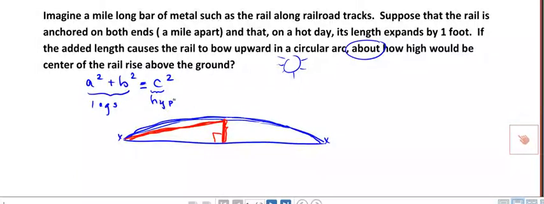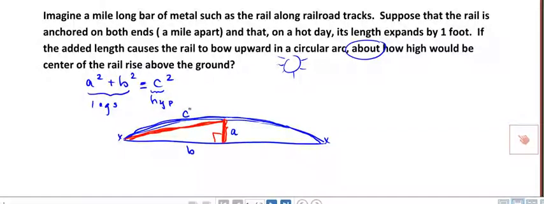All right, so in this right triangle, the height is one of the legs. I'll just call it A. The bottom part, along the ground, if you will, would be B. That's another leg. And C would be the side across from the right angle. It would be the part that we're having emulate that bow in the rail. So across from the right angle would be my hypotenuse.